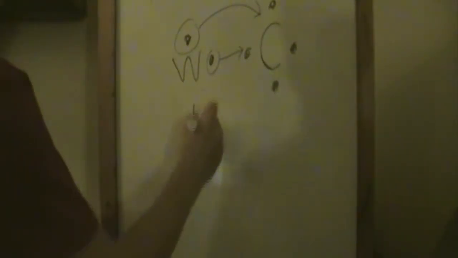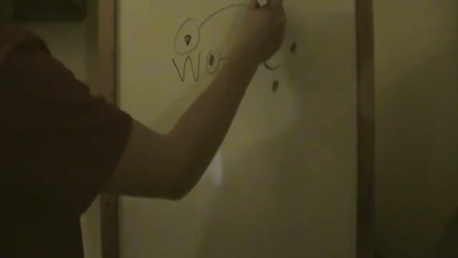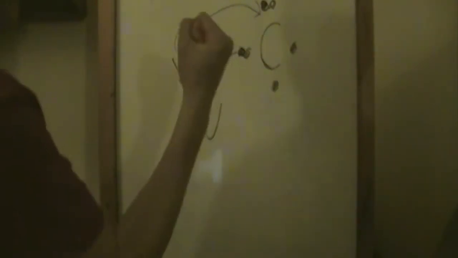Oh, I think I got it. So tungsten loses its 2 valence electrons and gives them to carbon, like so. Now carbon has 6 valence electrons. Jinkies, I almost had it.